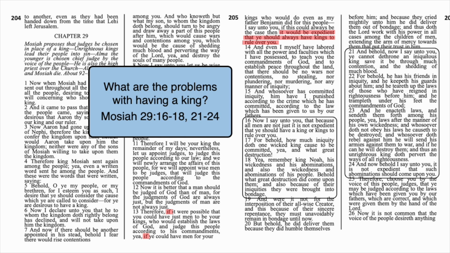What are the problems? All men are not just. There's no way to guarantee that you're always going to get a righteous king. And how much iniquity doth one wicked king cause to be committed? All it takes is one rotten apple to mess everything up. And there's a contingent of people in Zarahemla that know about that problem all too well, from personal experience, the problems that one bad king can cause. And that would be Limhi and Alma's people who had witnessed the great evils that King Noah's leadership had caused.